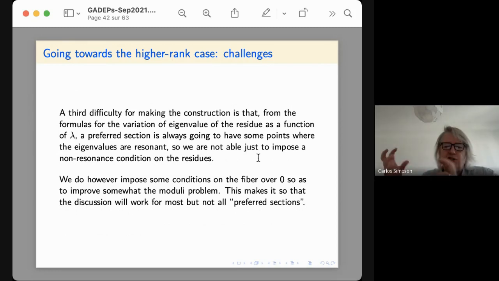So if we take the moduli space of only non-resonant lambda connections, then that's just not going to contain these preferred sections, because the preferred sections go through some resonant points. They just have to. So we will impose some conditions, but we can't just construct a moduli. You could try the family of moduli spaces of non-resonant connections, which may have a nicer structure, but that's just not going to be good enough to have the preferred sections inside. So that's kind of the problems which we're trying to solve.